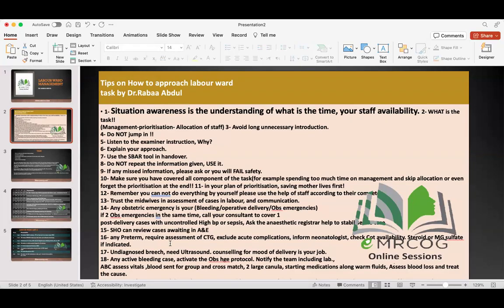In any active bleeding case, please remember, especially if it is severe bleeding, of course, that will be the major obstetric hemorrhage protocol, and you need to notify the team, including labs.